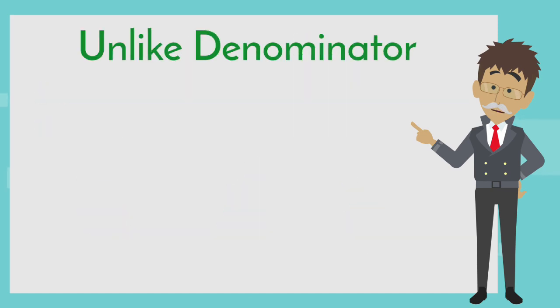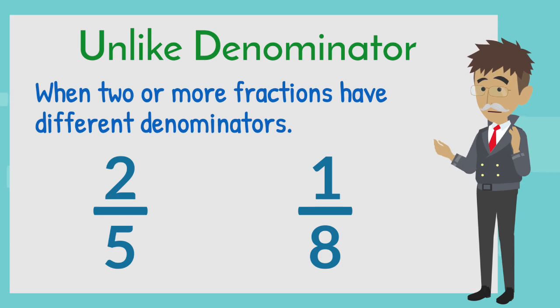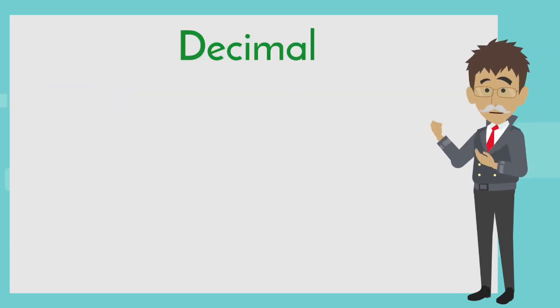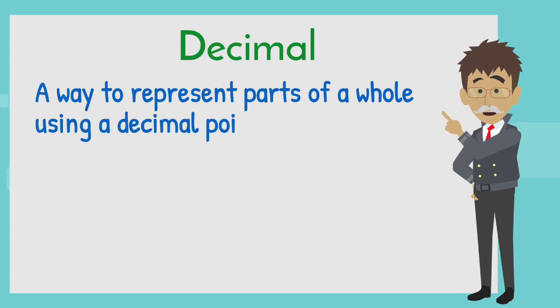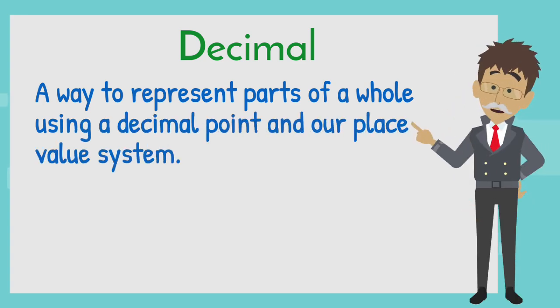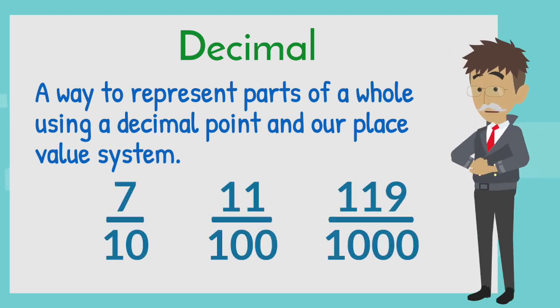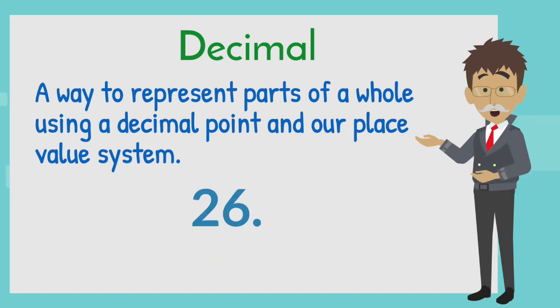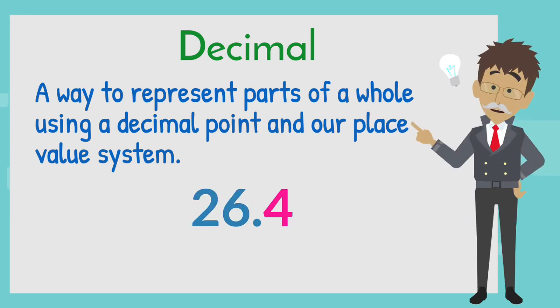Unlike denominator. When two or more fractions have different denominators. Decimal. A way to represent parts of a whole using a decimal point and our place value system. Decimals represent fractions with a denominator of 10, 100, 1000, etc., which match our place value system. The number 26 and 4/10 is an example of a decimal. 26 represents the whole component, while 4/10 is the fractional part.